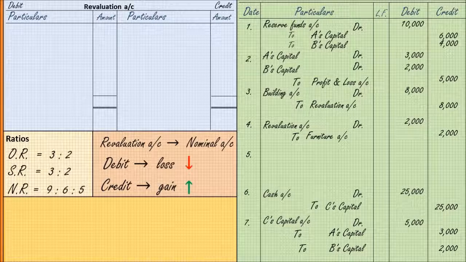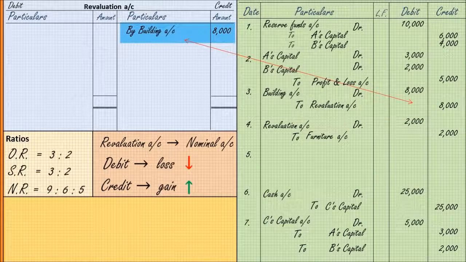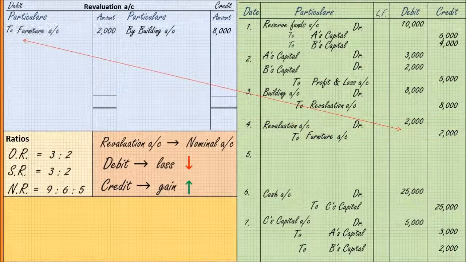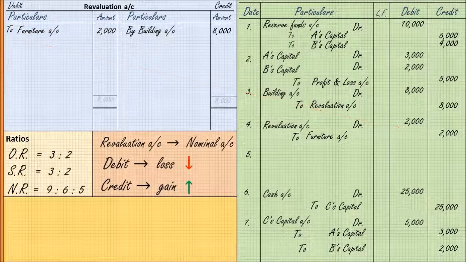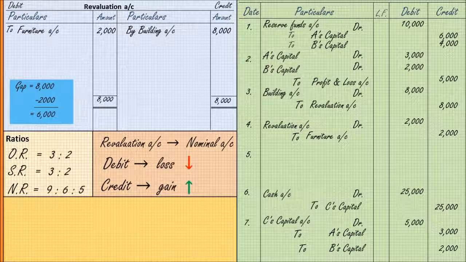So first of all, the journal entry was building account debit to revaluation account. If we do the ledger posting on the credit side, we'll write down by building rupees 8,000, and then on the basis of revaluation to furniture, we'll write down on the debit side to furniture rupees 2,000. So the total on both sides should be 8,000, and the gap on the debit side is rupees 6,000. Naturally, it's a gain. So it will be transferred to A and B in the old ratio.